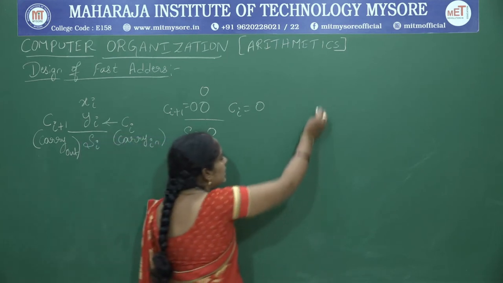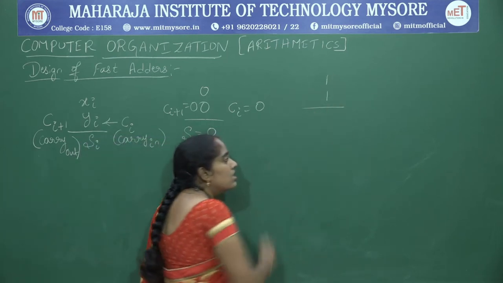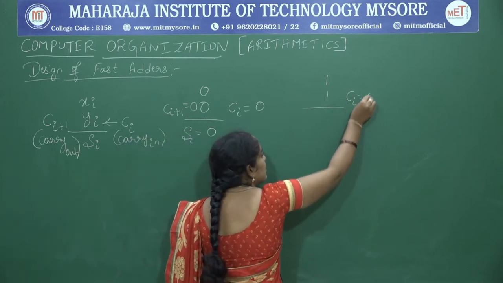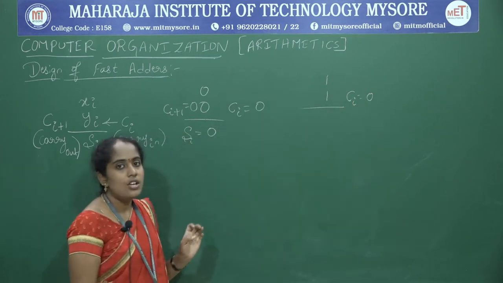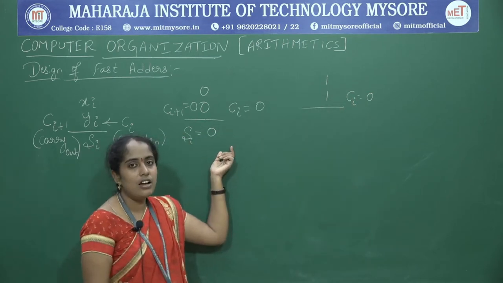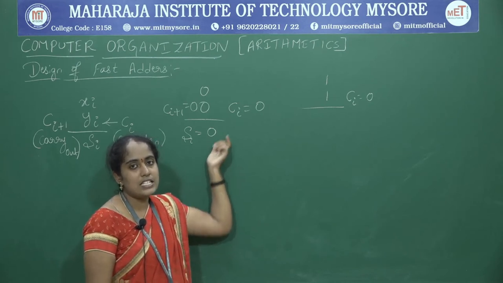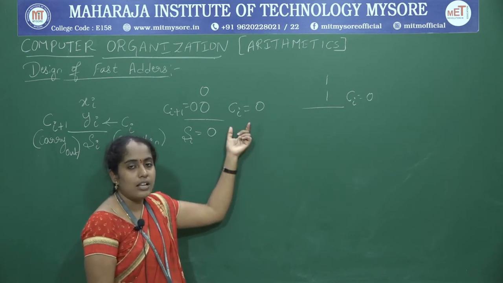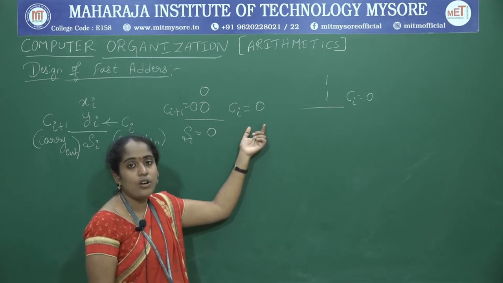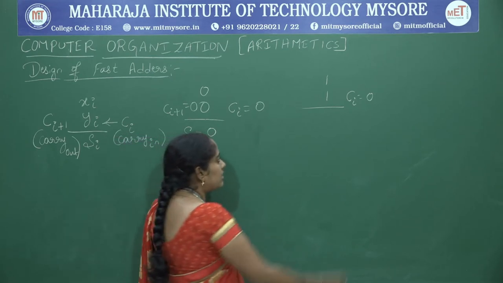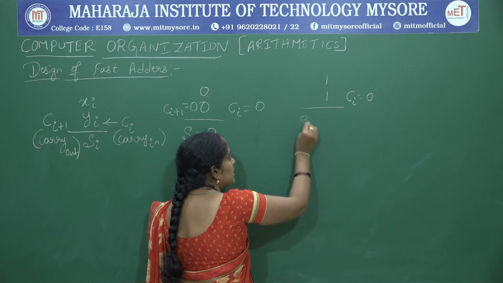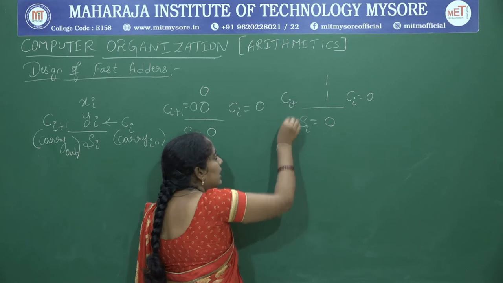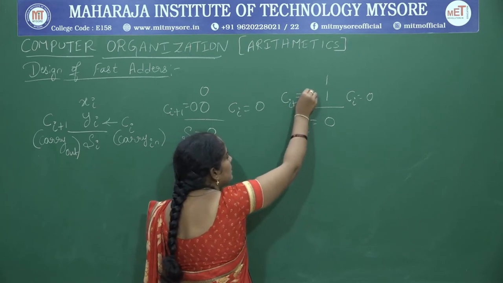Take another example, 1 and 1. In that case, the Ci initially is 0. Usually we use a Ci value of 1 in the 2's complement addition, otherwise the Ci value is 0 initially. The next is 1 plus 1. The answer, that means Si, the sum, is 0 and the carry is 1, that means C out is equal to 1.